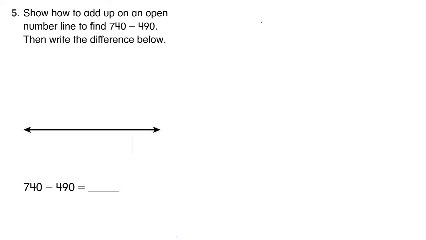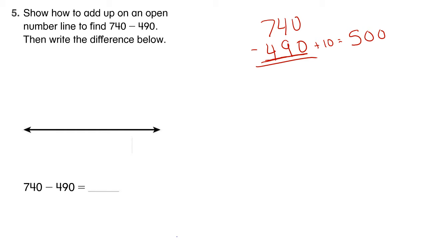So my suggestion is to solve the problem in a way that you are comfortable solving. So 740 minus 490. However you want to solve it, solve it. I'm looking at the subtrahend here, and I can see that it is very close to 500, and 500 is a much easier number to subtract than 490. So I'm going to add 10 to that 490 to get to 500.